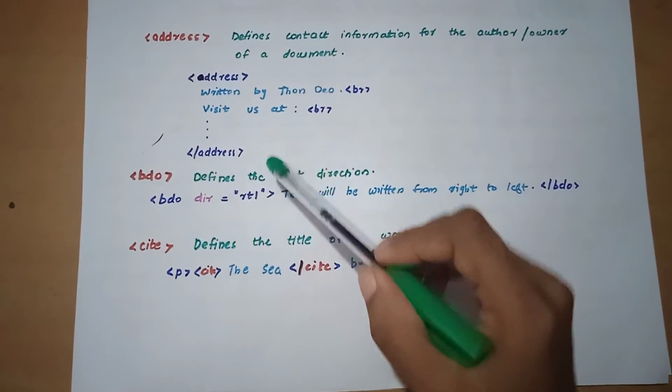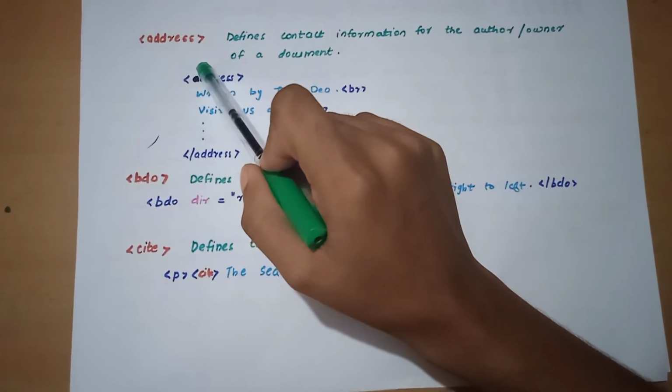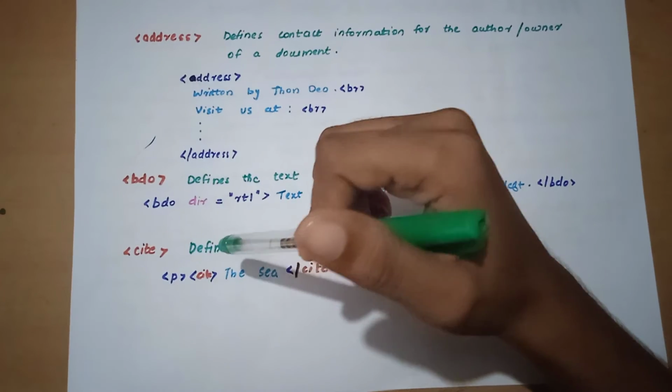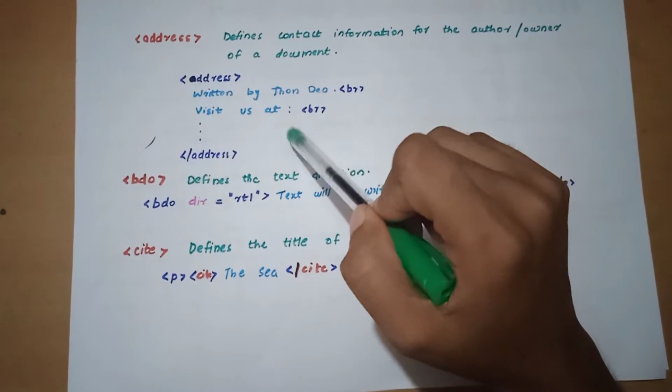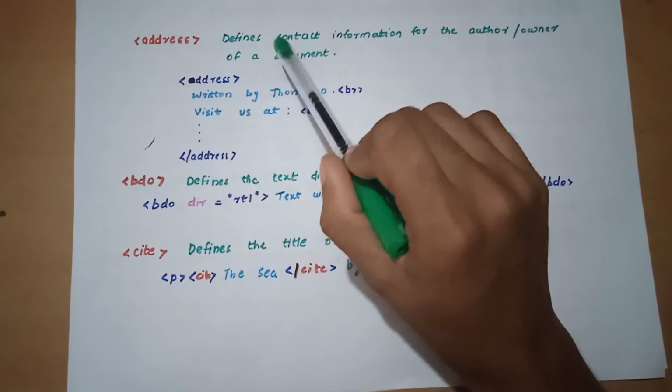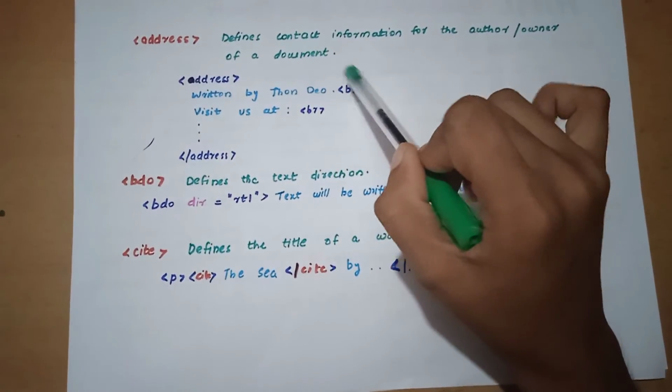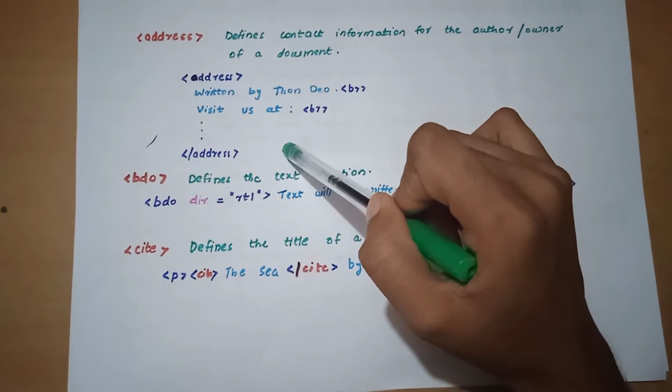There are three more things here. Then the next one is address. If we want to add an address into our website, we can use this address tag, which defines the contact information of the author or the owner of the document. This is how we write this address.